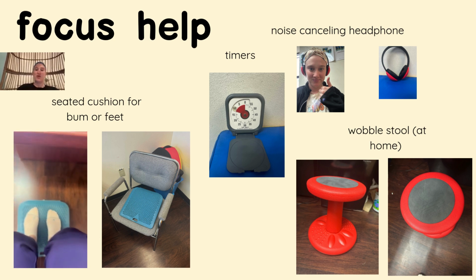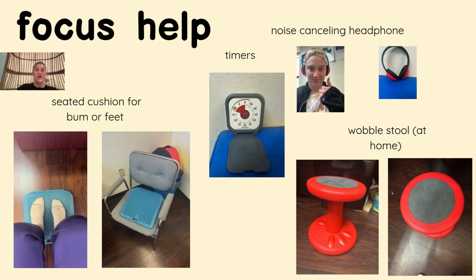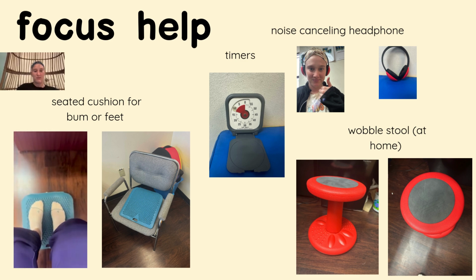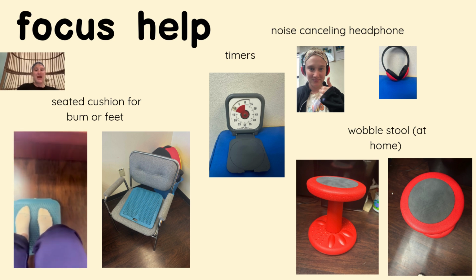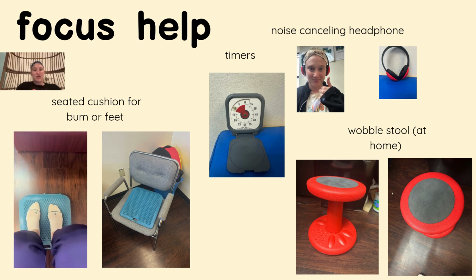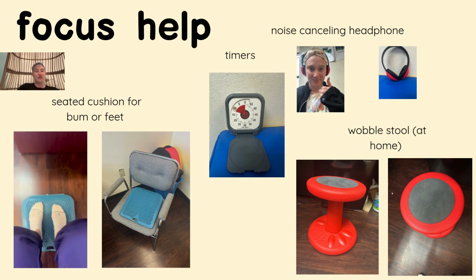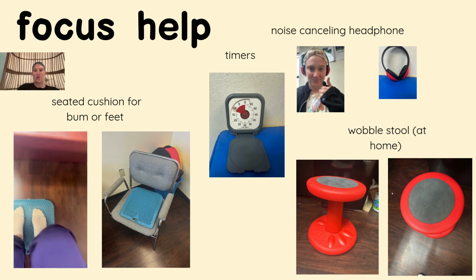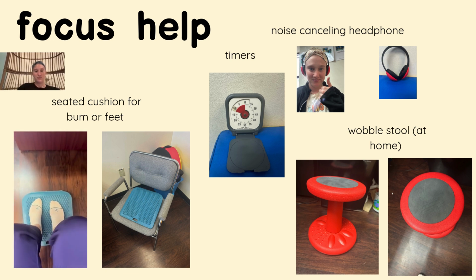A wobble stool is great for a child that wants to move. They can move around on it, wobble side to side, so they're getting that movement. You can also provide them with timers, helping them focus and stay on task so they know how much time they have. You can also provide them with noise-canceling headphones. This is great to block out any irrelevant stimuli or noises in their environment.